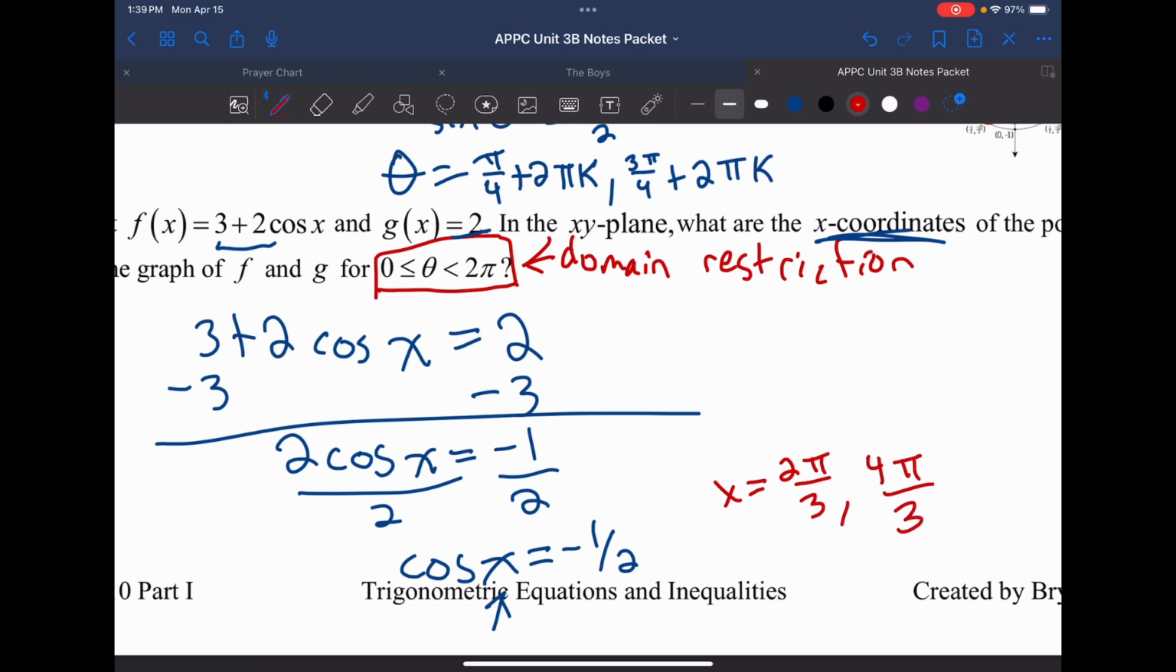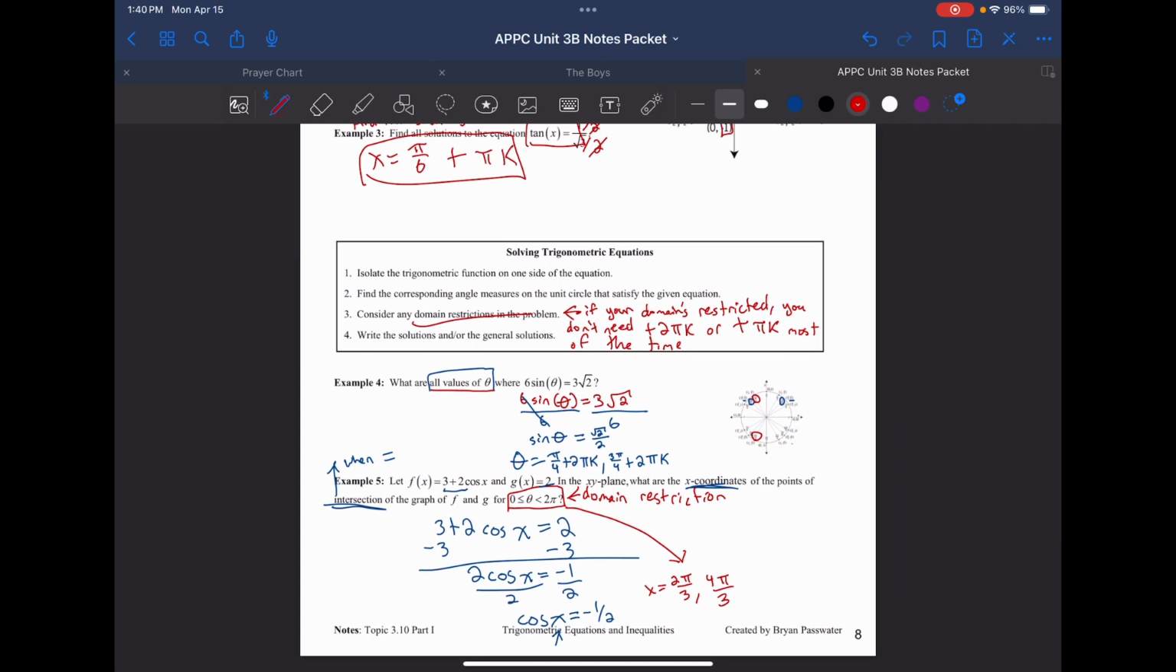Because of this domain restriction here, I only need values between 0 and 2 pi. I don't need to add or subtract 2 pi. I don't want anything before 0, and I don't want anything after 2 pi. So these are my solutions that I need here. Okay? That's the main difference. So look for domain restrictions.